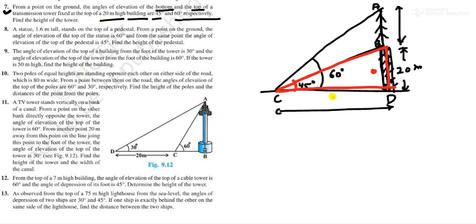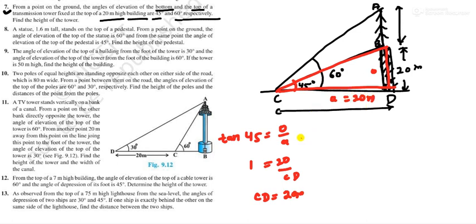So this is opposite, this is adjacent, correct? So again tan 45. Tan 45 is equal to O by A. What is O? It is 20. Tan 45 is 1 and A is CD. Cross multiply, you will get CD is equal to 20 meter. So you know this now. How much is CD? It is 20 meter, correct? So you have got this side, the base one.